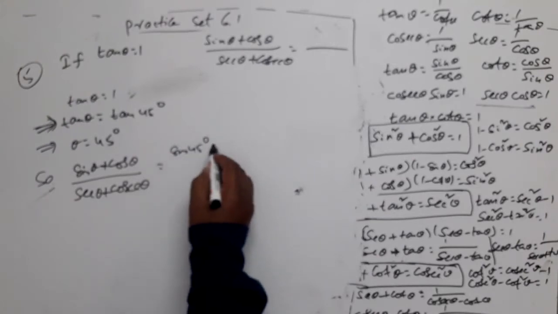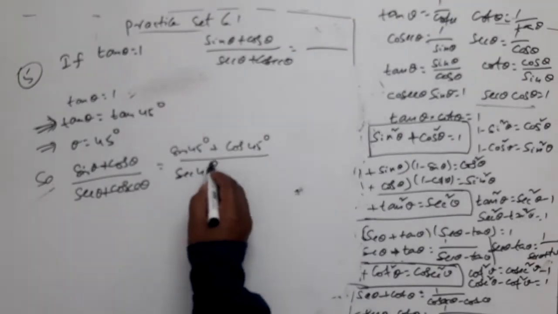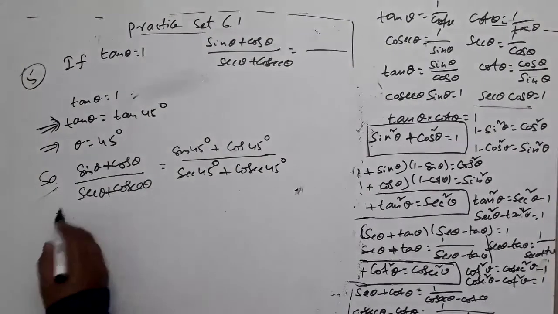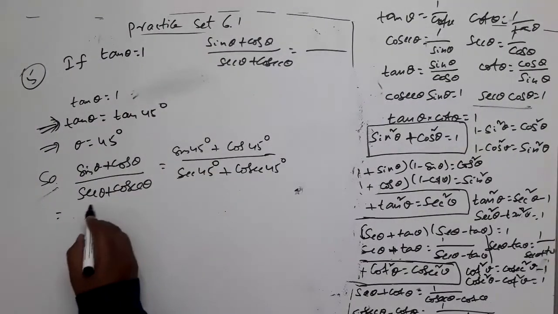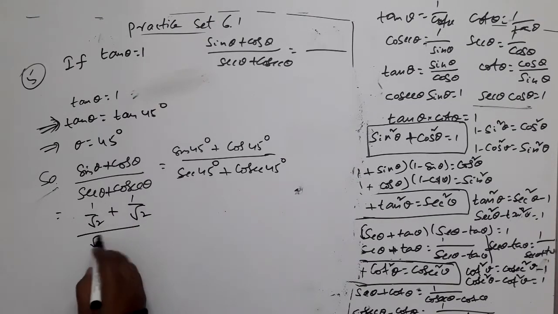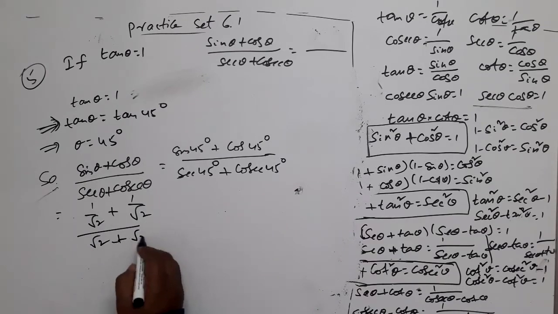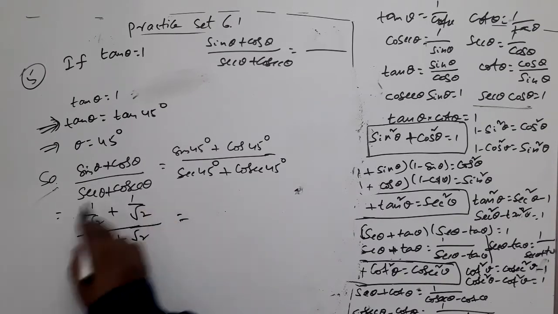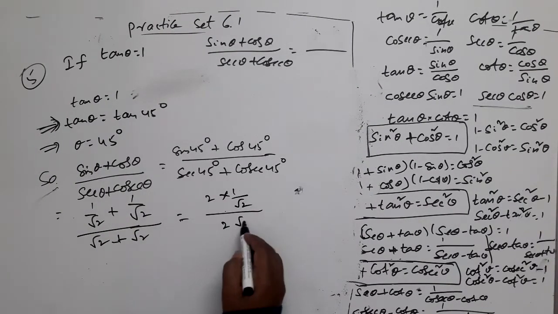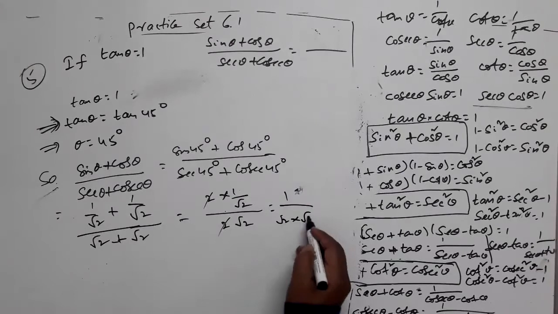Tell me, what is sin theta now? Sin 45 degrees plus cos 45 degrees by secant 45 degrees plus cosecant 45 degrees. Substitute the values from the table and simplify. Sin 45 degrees is 1 by root 2. Cos 45 degrees, 1 by root 2. Secant 45 degrees, root 2. Cosecant 45 degrees, root 2. Let us simplify. Numerator is 2 times 1 by root 2. Denominator is 2 times root 2, so the 2s get cancelled. So what is this? 1 by root 2 into root 2.